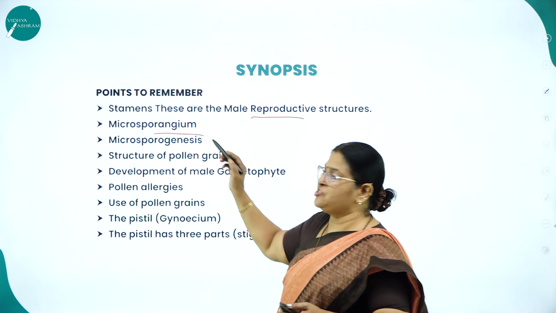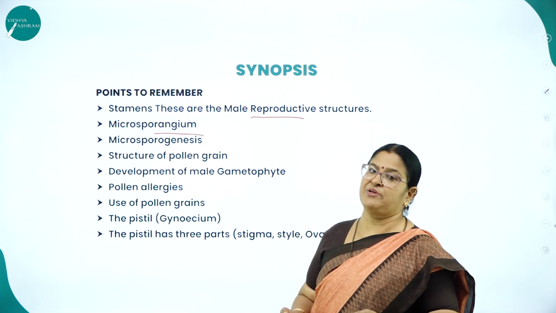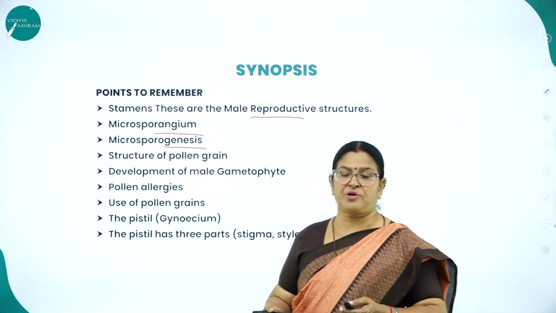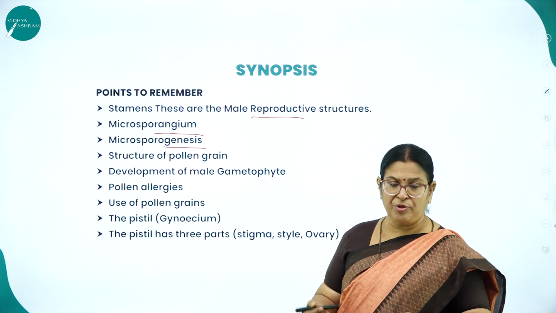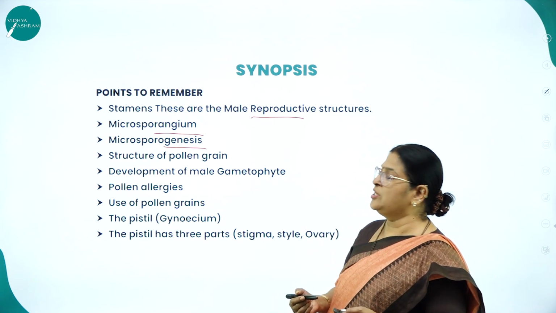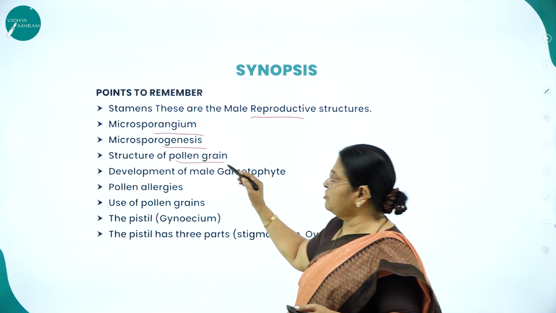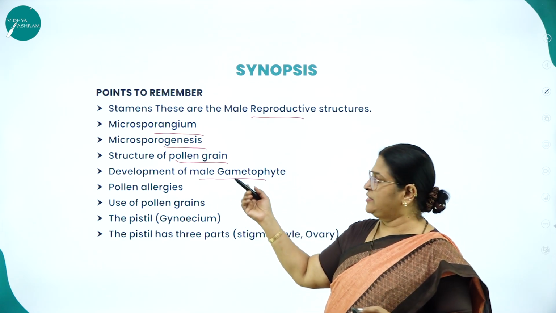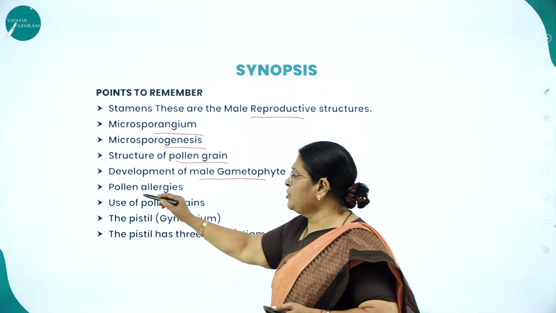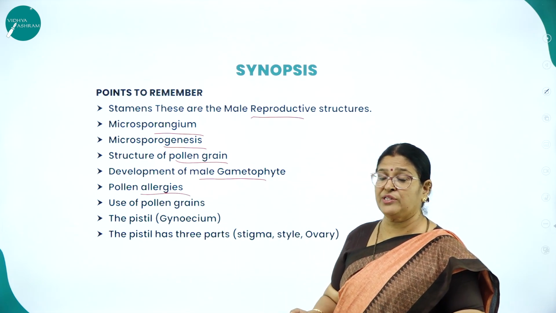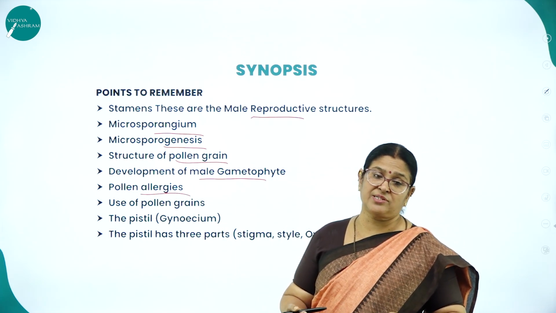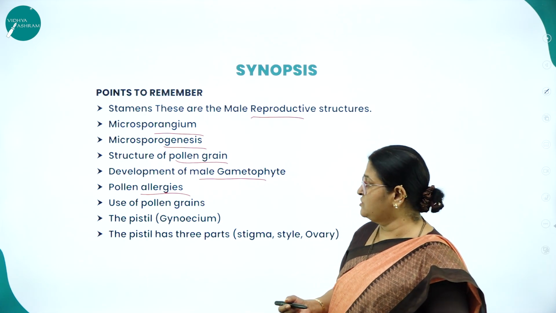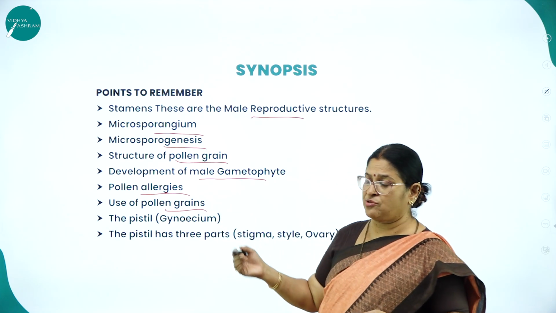Then microsporangium, the organ which produces the pollen grains, and microsporogenesis, the process of formation of the pollen grains from pollen mother cells through meiosis. Then the structure of the pollen grain you all will be studying. Development of the male gametophyte, that is the pollen grain. Then pollen allergies. As we all know, pollen grains are also used as a source of food in many cases. At the same time, they also cause allergies. Then the use of pollen grains, as I already said.